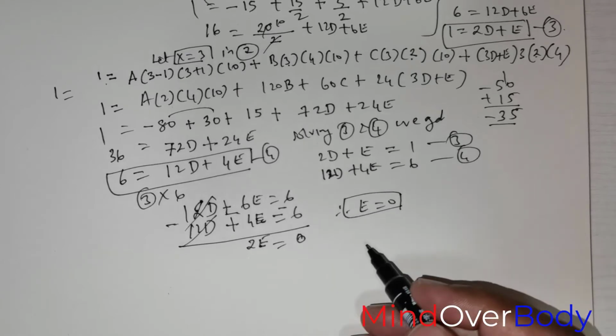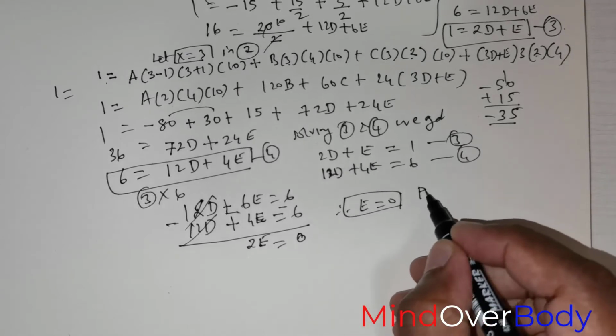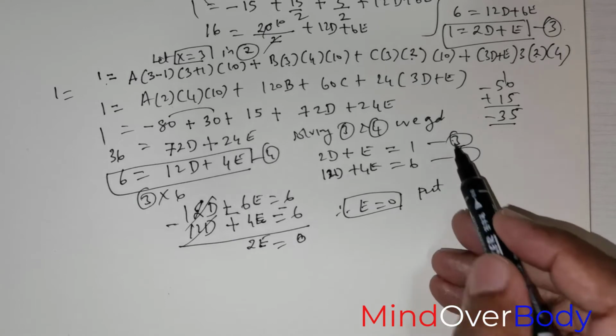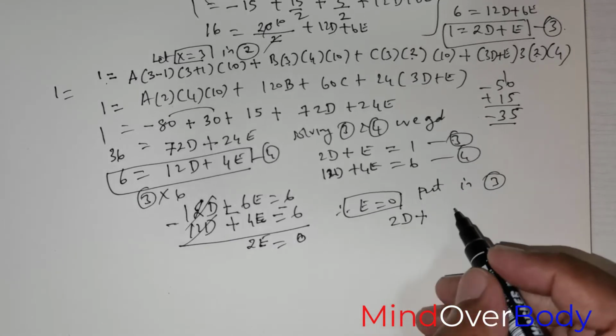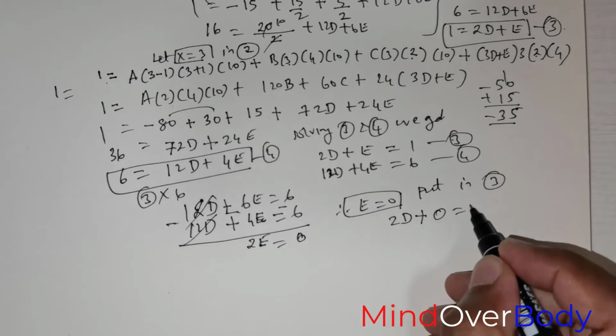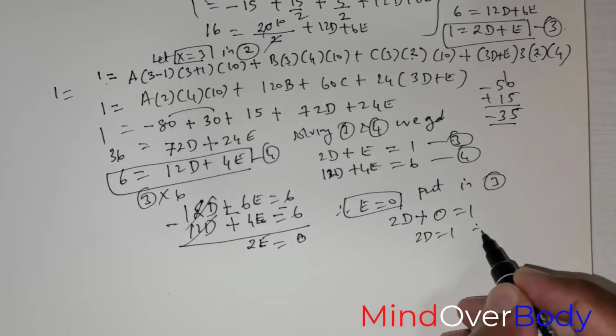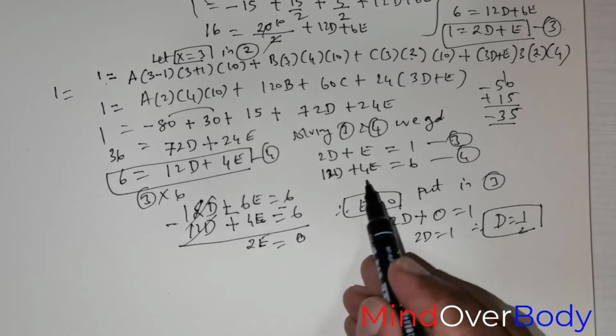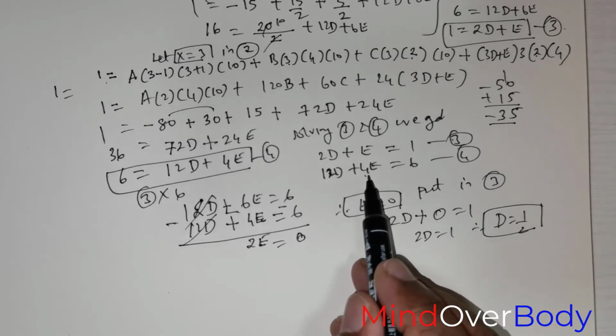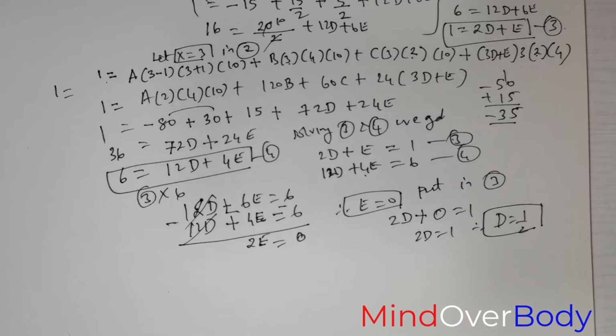Now if e is equal to 0, put in 3. So that means 2d plus e is equal to 0 is equal to 1. So 2d is equal to 1, therefore d is equal to 1 over 2. So that's fine. Even if I were to substitute e is equal to 0, d will give me 1 over 2. So I've got the value for d and I got the value for e.